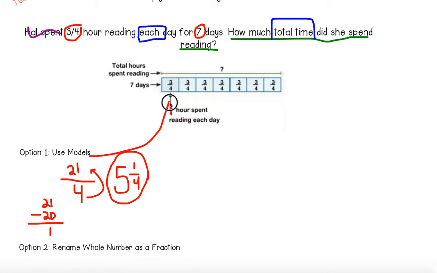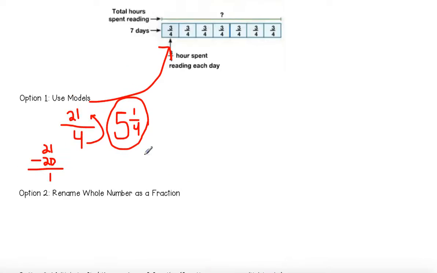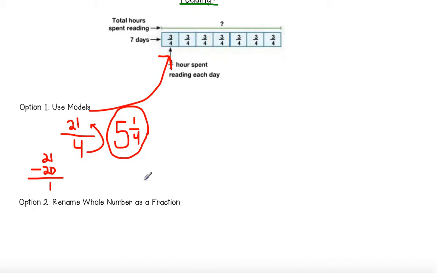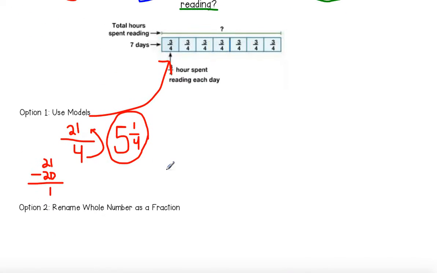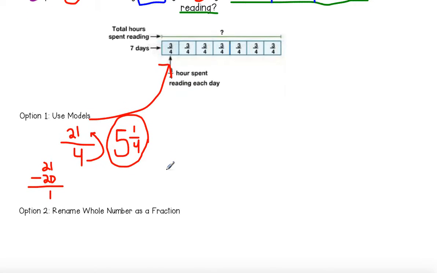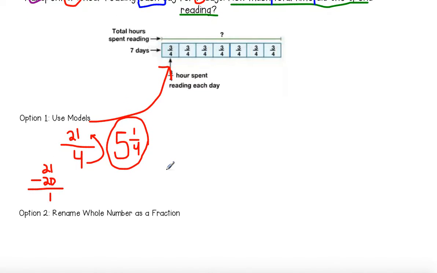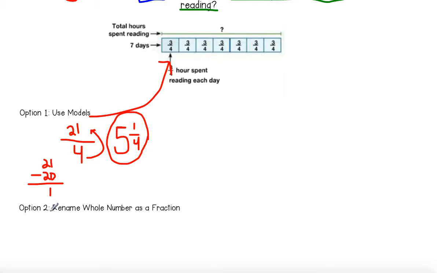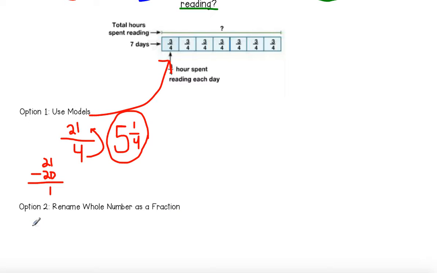The model is right up here. You just used repeated addition. However, there is a way for you to solve this problem using an equation, using an operation. So the first way that you can do it is renaming the whole number as a fraction. So let me show you what I mean.